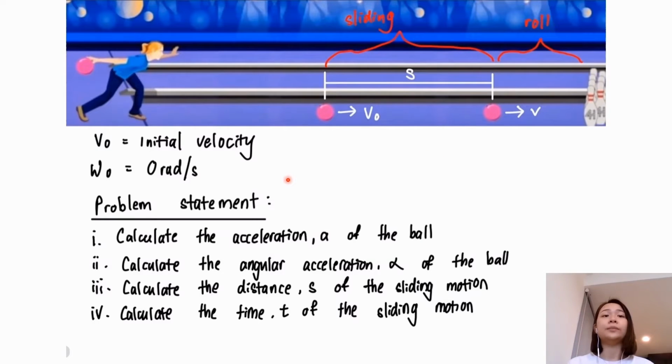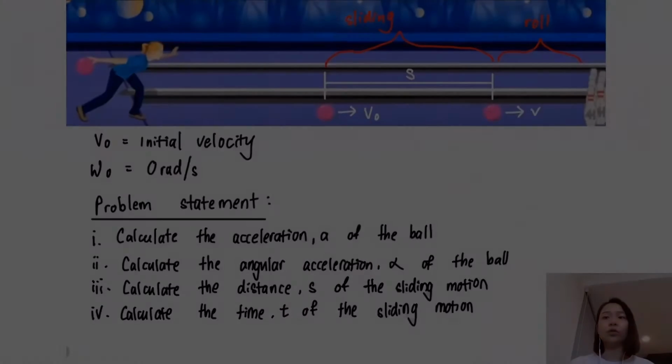Today we are going to determine four problems. First, calculate the acceleration of the ball. Second, calculate the angular acceleration of the ball. Third, calculate the distance of the sliding motion, and finally, calculate the time of the sliding motion.